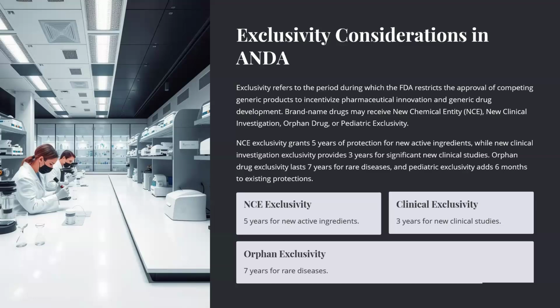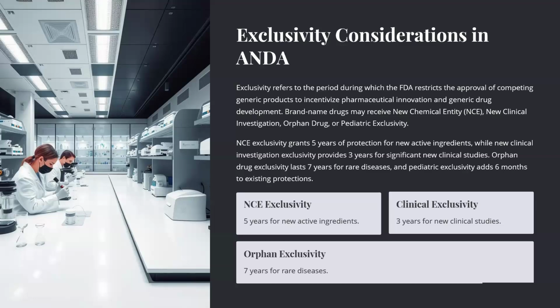Then brand name drugs receive three types of exclusivity. The first one is your NCE, second is your new clinical investigation, third is your orphan drug, and there can be a pediatric exclusivity as well. So, NCE grants 4 years of protection for new active ingredients. New clinical investigation provides 3 years for significant new clinical studies. For orphan drug, it can last up to 7 years for rare disease, and pediatric exclusivity adds 6 months to the already existing protections.